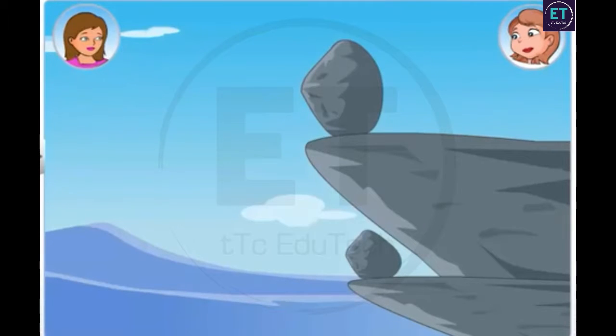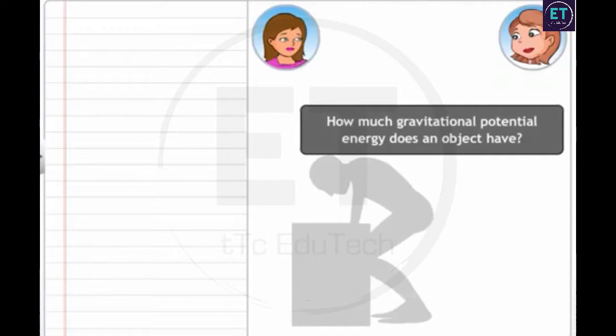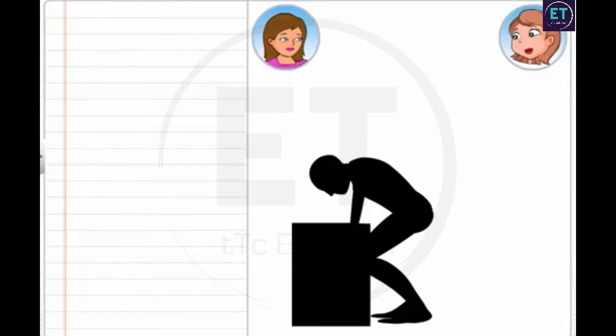That's why a rock resting on the edge of a cliff high above the ground possesses high gravitational potential energy in comparison to the other objects which are relatively at a lower height than the cliff. But how would I know how much gravitational potential energy an object has? We can derive an expression for it.